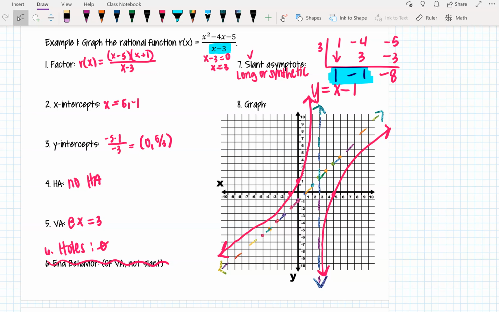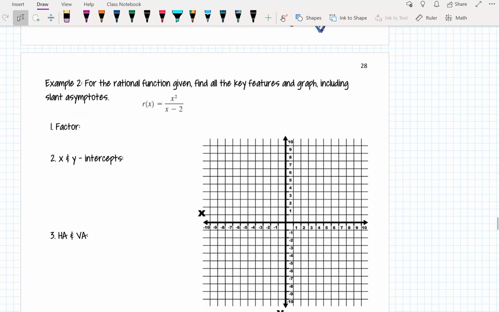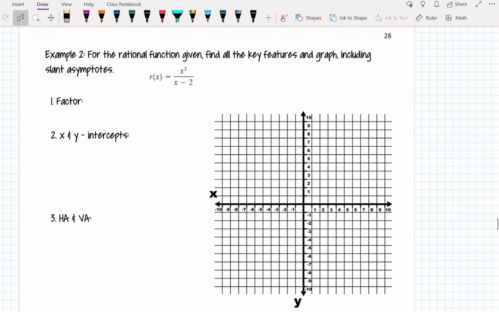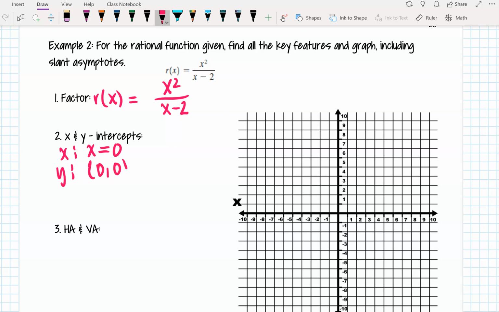Okay, so for example 2, we're going to keep going. Okay, for example 2, for the rational function given, find all the key features and graph, including your slant asymptote. So first things first, we're going to factor if we can, and here we can't factor, it's just x squared over x minus 2. X and y intercepts, so when I solve for the top, my x-intercept is going to be at x equals 0. And for y, if I set all the x's equal to 0, the top is 0, so you just get 0, 0.